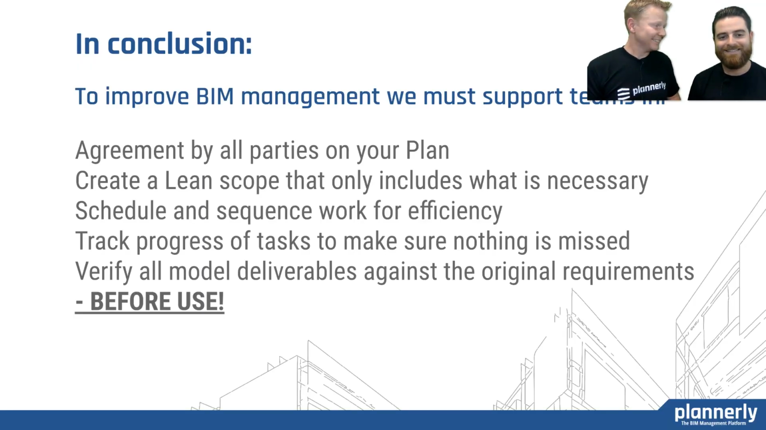So in conclusion, to improve BIM management, we must support all of our teams in agreement so that all teams have agreement to the plan, the original plan. Creating a lean scope that makes sense to the project in an efficient way. A very lean scope can really help you actually accomplish your BIM execution plan. And then sequencing and scheduling so that you're making sure that the sequence is lean and efficient. We're not adding to and making more rework when we put things in too early.